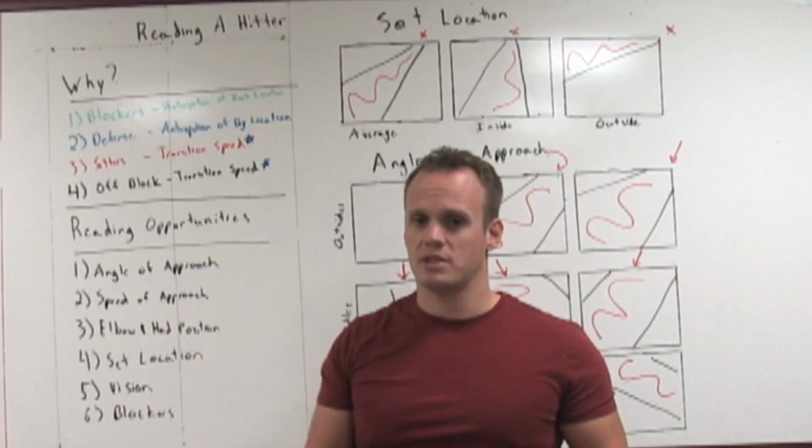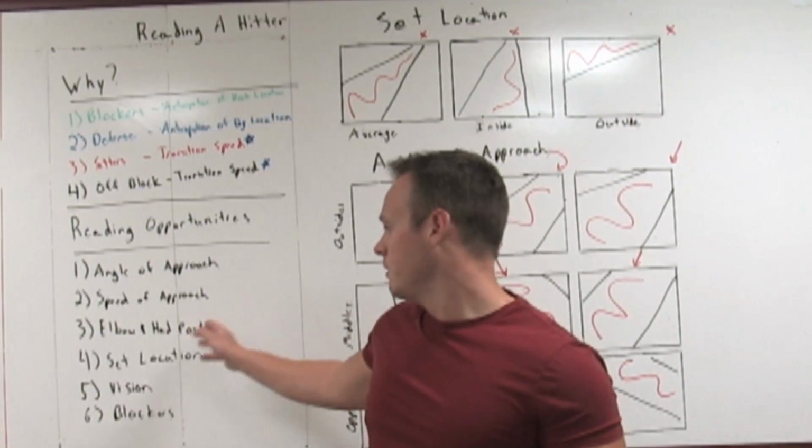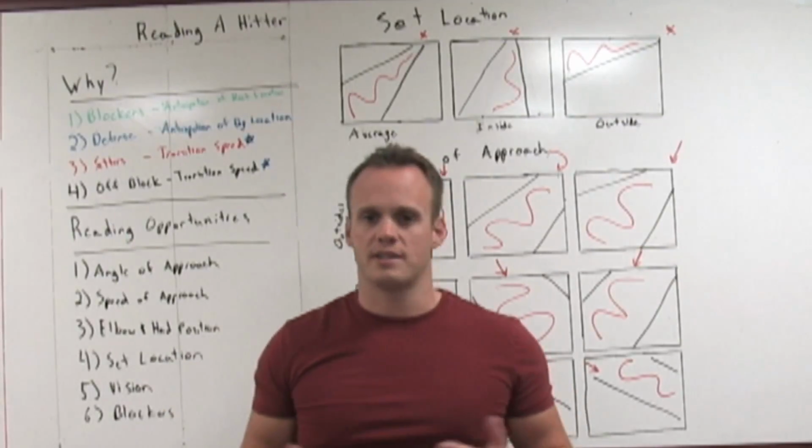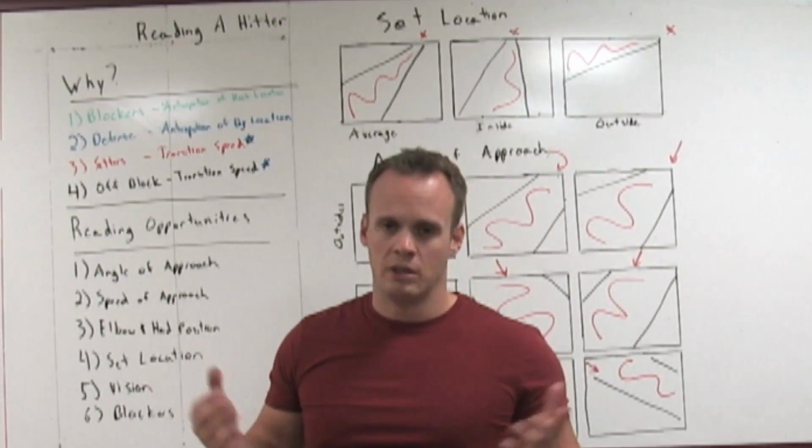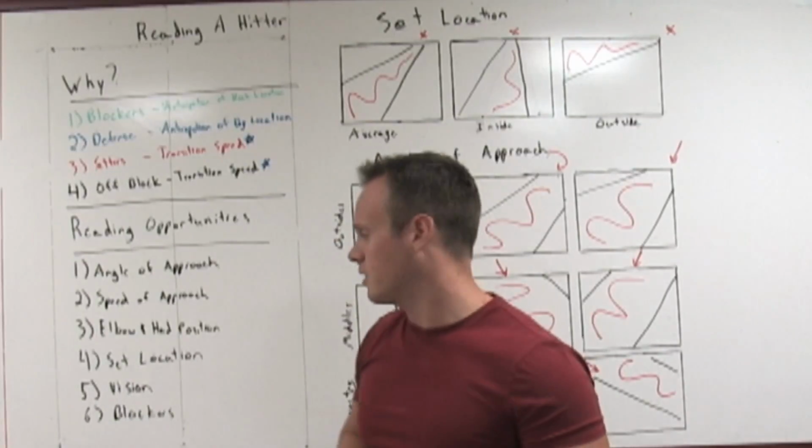Probably one of the most important ones, especially for the off blocker and the setter: if we see that they're swinging at the ball and the setter's standing directly behind the block, might as well transition at that point. There's no point in being there.